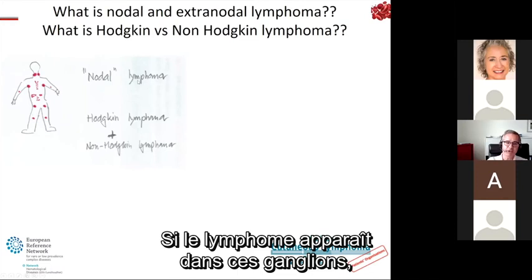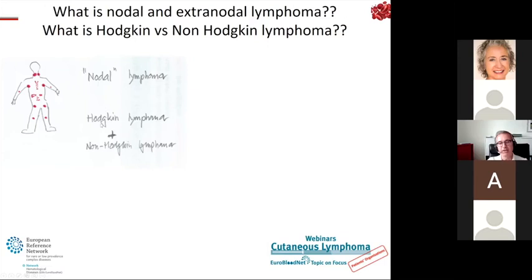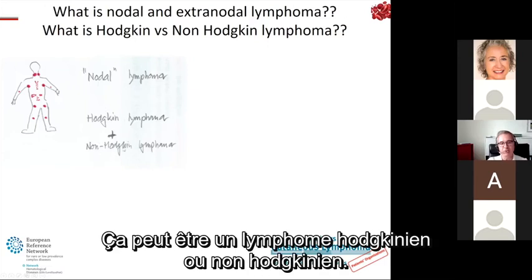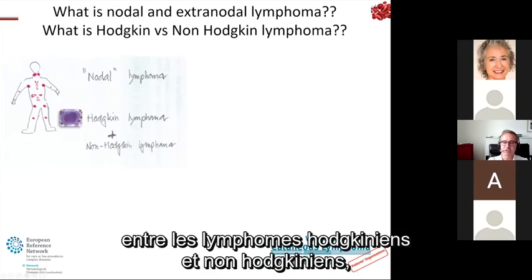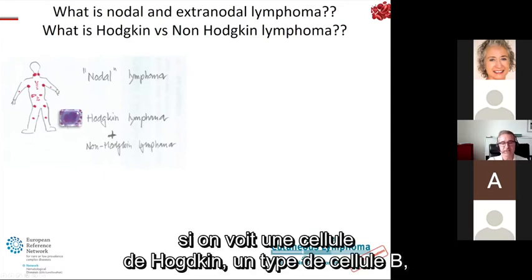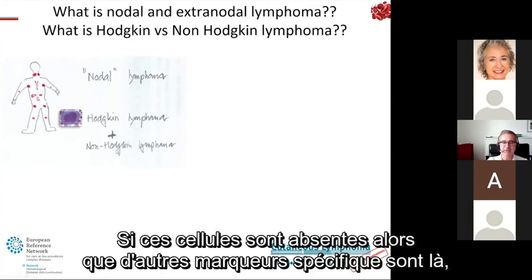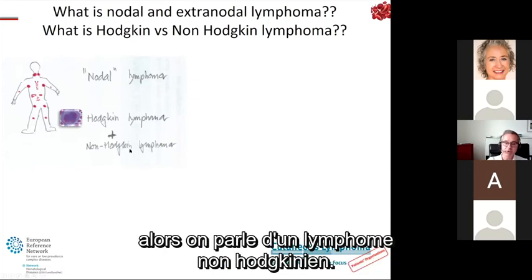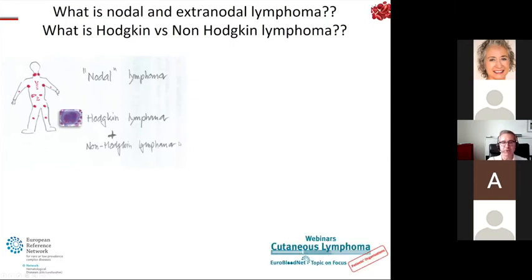If the lymphoma arises in the lymph nodes, we talk about so-called nodal lymphoma. They may be Hodgkin's lymphoma or non-Hodgkin's lymphoma. The only difference between a Hodgkin and a non-Hodgkin lymphoma is basically this: if you see Hodgkin's cells, a specific kind of B cell, then we talk about a Hodgkin lymphoma. If these cells are absent, if other specific markers are present, then we talk about non-Hodgkin's lymphoma, which is way more abundant than the Hodgkin lymphoma.